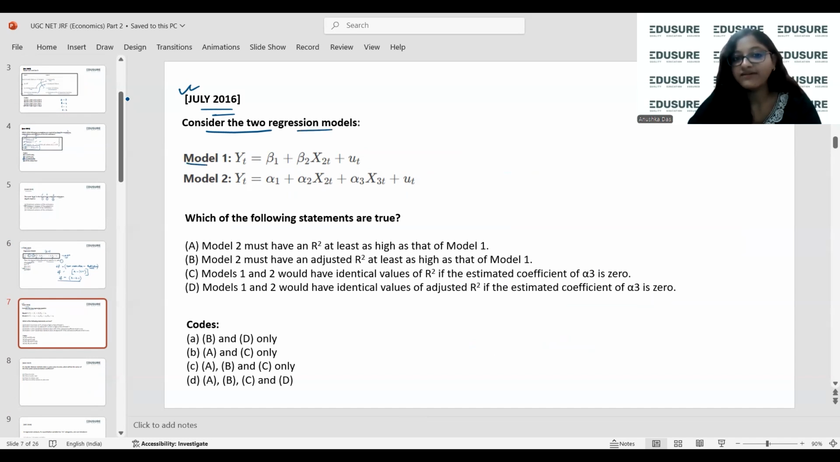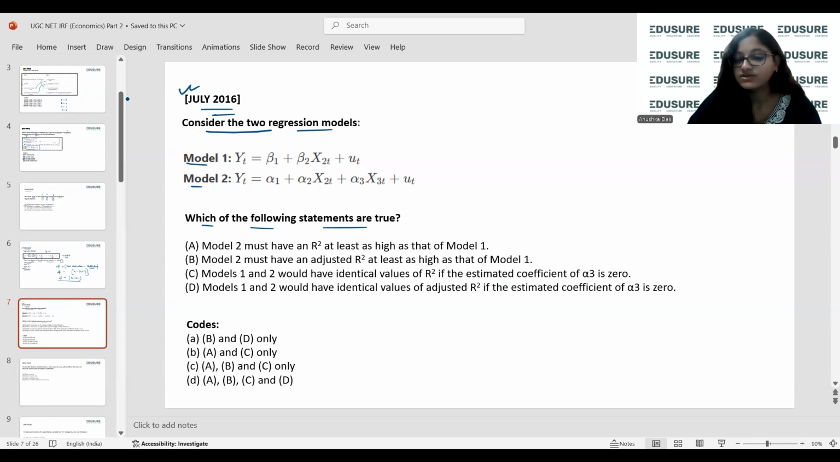In the first model, you have only one explanatory variable. In the second model, you have two explanatory variables. Now you have to say which of the following statements are true. This is the concept of R square and adjusted R square. Why do we need adjusted R square? We need it because R square has a serious drawback: R square is non-decreasing in the number of explanatory variables in your model.